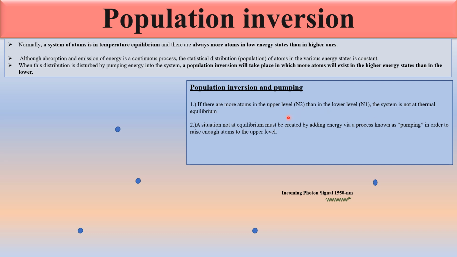So normally there are more electrons in the lower energy level than in N2. But when we use pumping, or extra energy from an external source, given to the electrons in the lower energy state, they move from N1 to N2. And when the number of electrons in N2 is more than in N1, this system is called population inversion, which is given by delta equals N2 minus N1. Light is amplified when the population inversion is positive. So when delta is positive, meaning N2 is greater than N1, this is called population inversion.